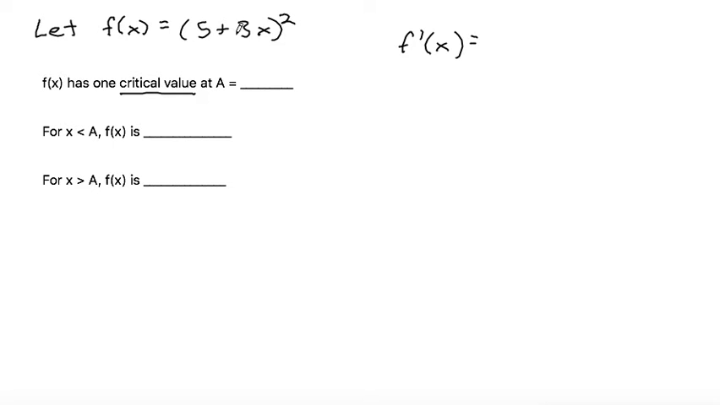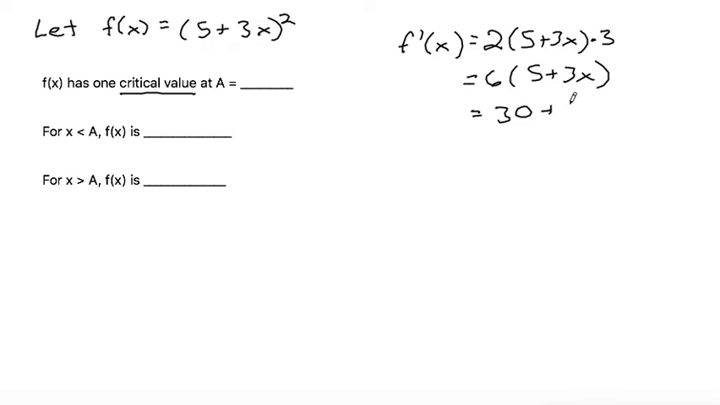Because this function has an outside function and an inside function, let's use the chain rule. So the power rule for the outside function will bring the 2 down, leave the inside the same, subtract 1 from the exponent to make just that a 1, and then times the derivative of the inside. The derivative of 5 is 0, the derivative of 3x is 3. So we can bring the 3 to the front to make this 6 times (5 plus 3x), and then distribute the 6 to make 30 plus 18x.